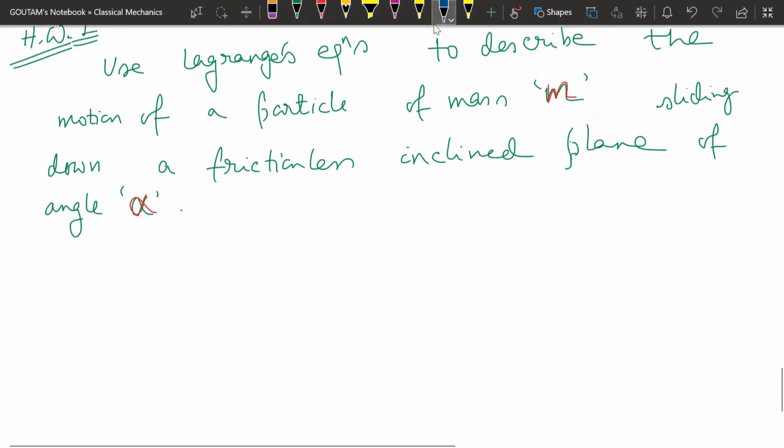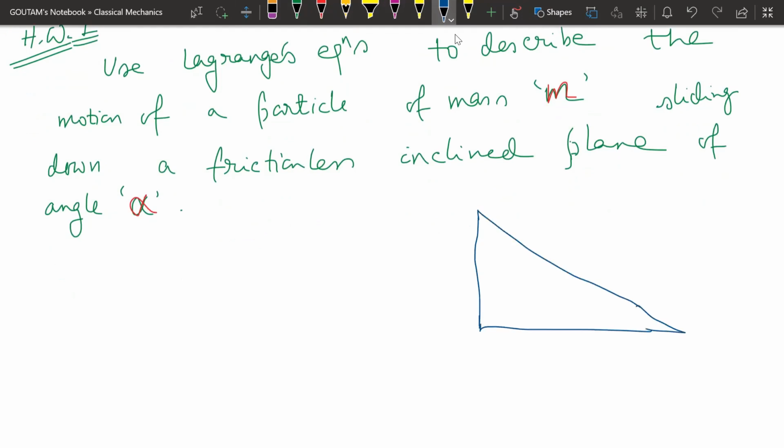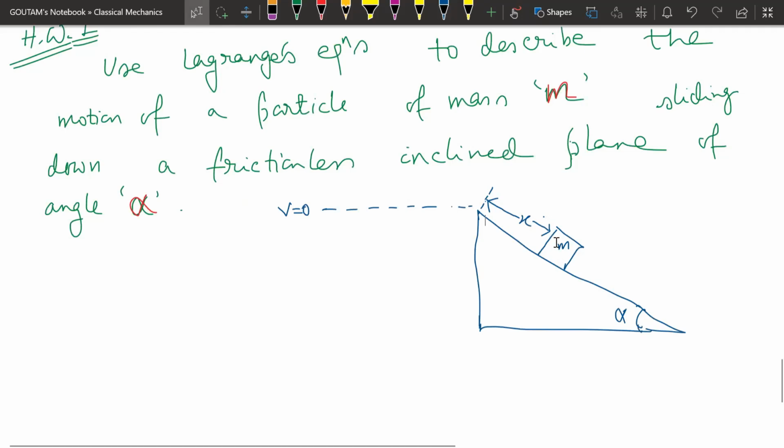Let me give some hints. Let's draw the figure. Here, this is the inclined plane. The angle of inclination is alpha. Let's say at some moment, the particle is at this point. This is the zero potential line, where the potential energy was initially zero, and this is our x-axis. At this moment, the particle has traveled a distance x.